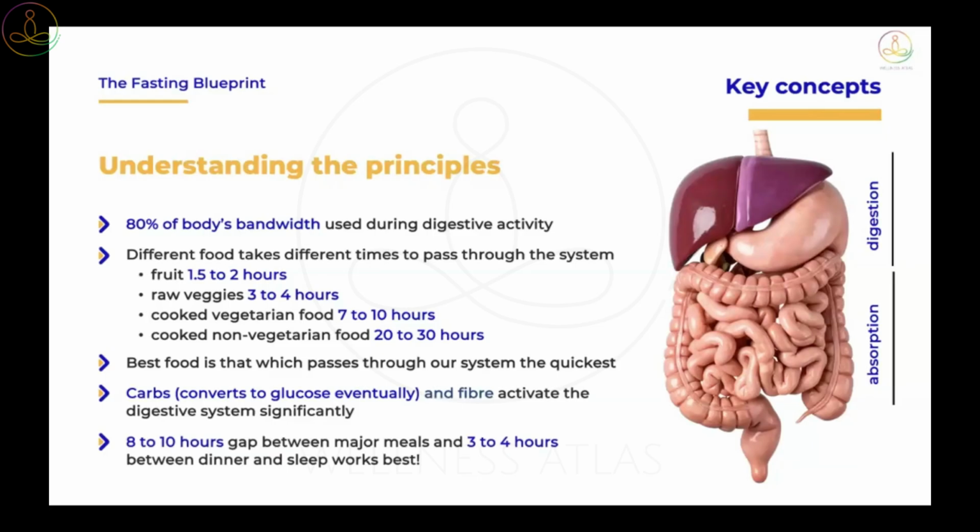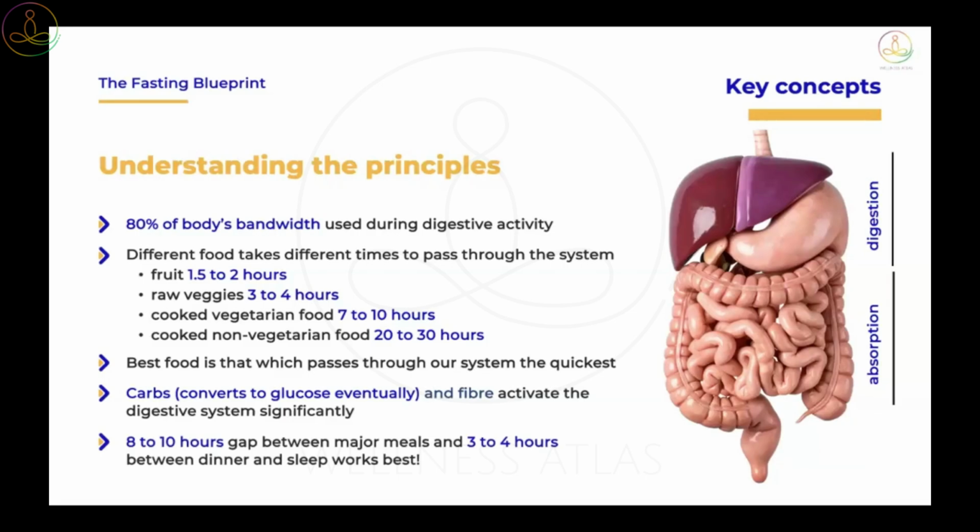Thumb rule: 8 to 10 hours of gap between major meals and about 3 to 4 hours of gap between dinner and sleeping time works best, right? Now that does not mean I eat at 10 o'clock and sleep at 2 o'clock, right? You should sleep in the time that you should sleep, but typically this is a good thumb rule to follow.